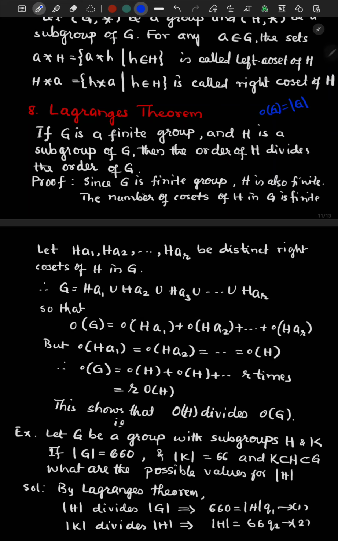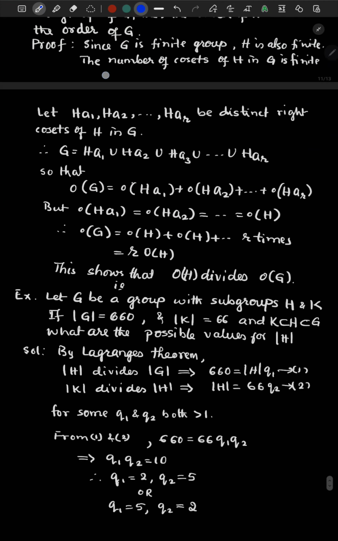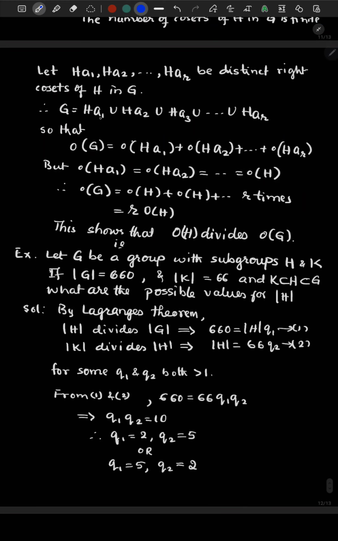Now to prove this, let us take G as a finite group. H is also finite because H is a subset of G. The number of cosets of H in G is finite. So let us take Ha1, Ha2, up to Har be the distinct right cosets of H in G. You can take left cosets also. Here we have taken right cosets. And they will be disjoint sets. When you take the union of them, you will get the set G.